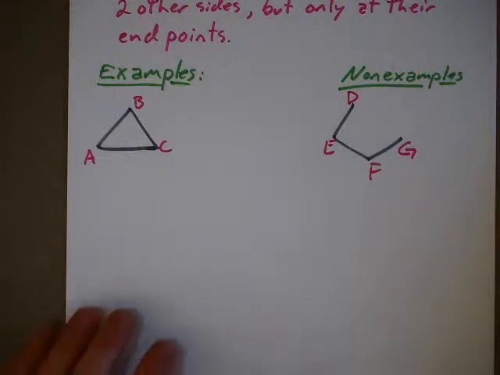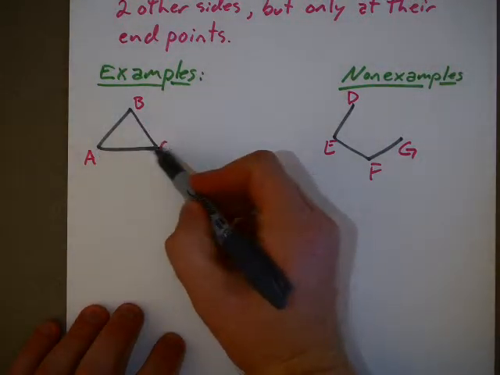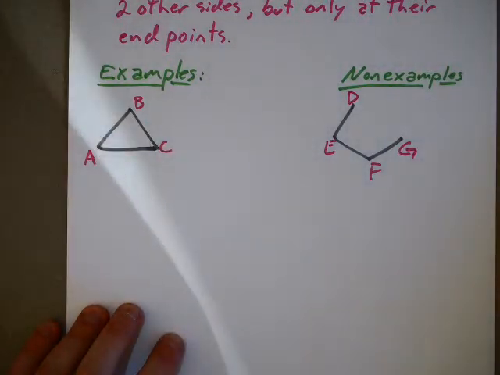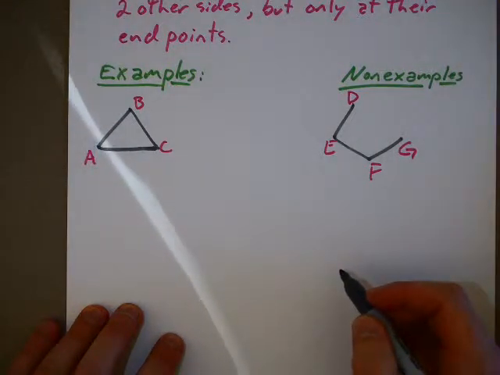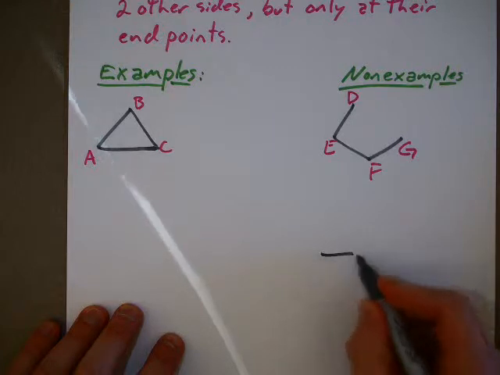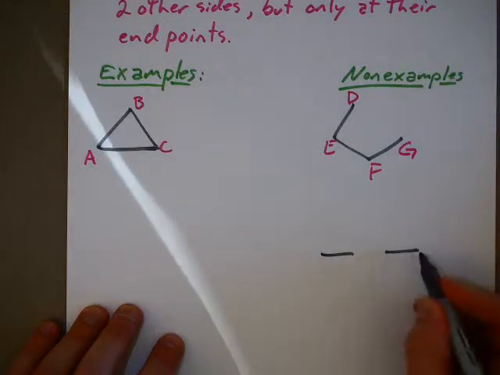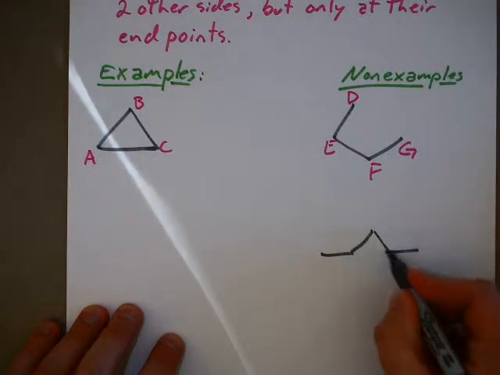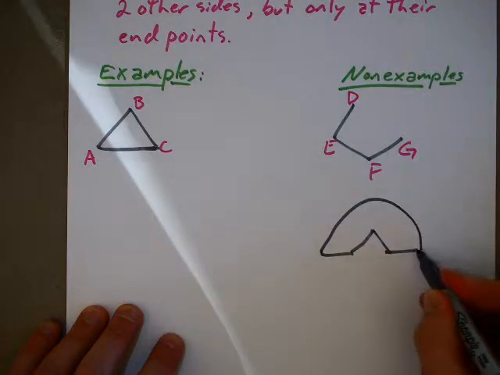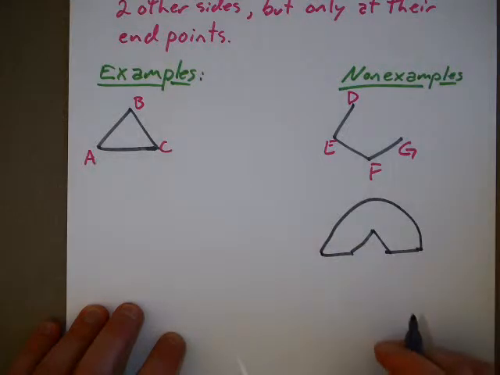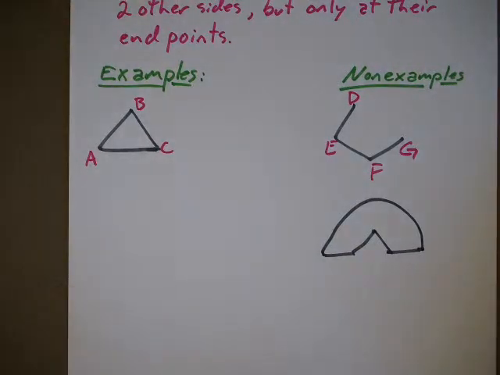Sides are line segments, so you can see that these all stop. A non-example of a line segment would be something that looks like this. Now these are all line segments, but if we have some sort of curve, since that curves, that would not be a line segment.